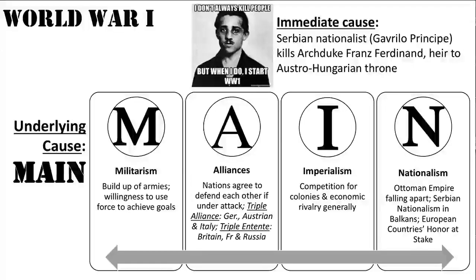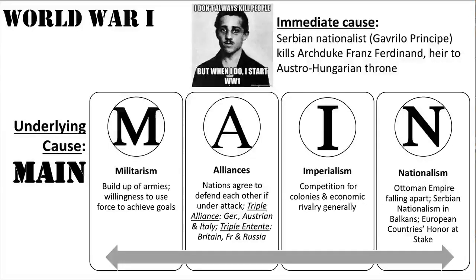What happens is, you see this guy at the top, his name is Gavrilo Princip, and he is a Serbian nationalist living inside the Austrian-Hungarian Empire. He is part of this terrorist organization called the Black Hand, and they want the Austrian-Hungarian Empire to let the Serbian people leave, let their part of the area go, and let them join with Serbia. And clearly the Austrian-Hungarian Empire doesn't want to do that.